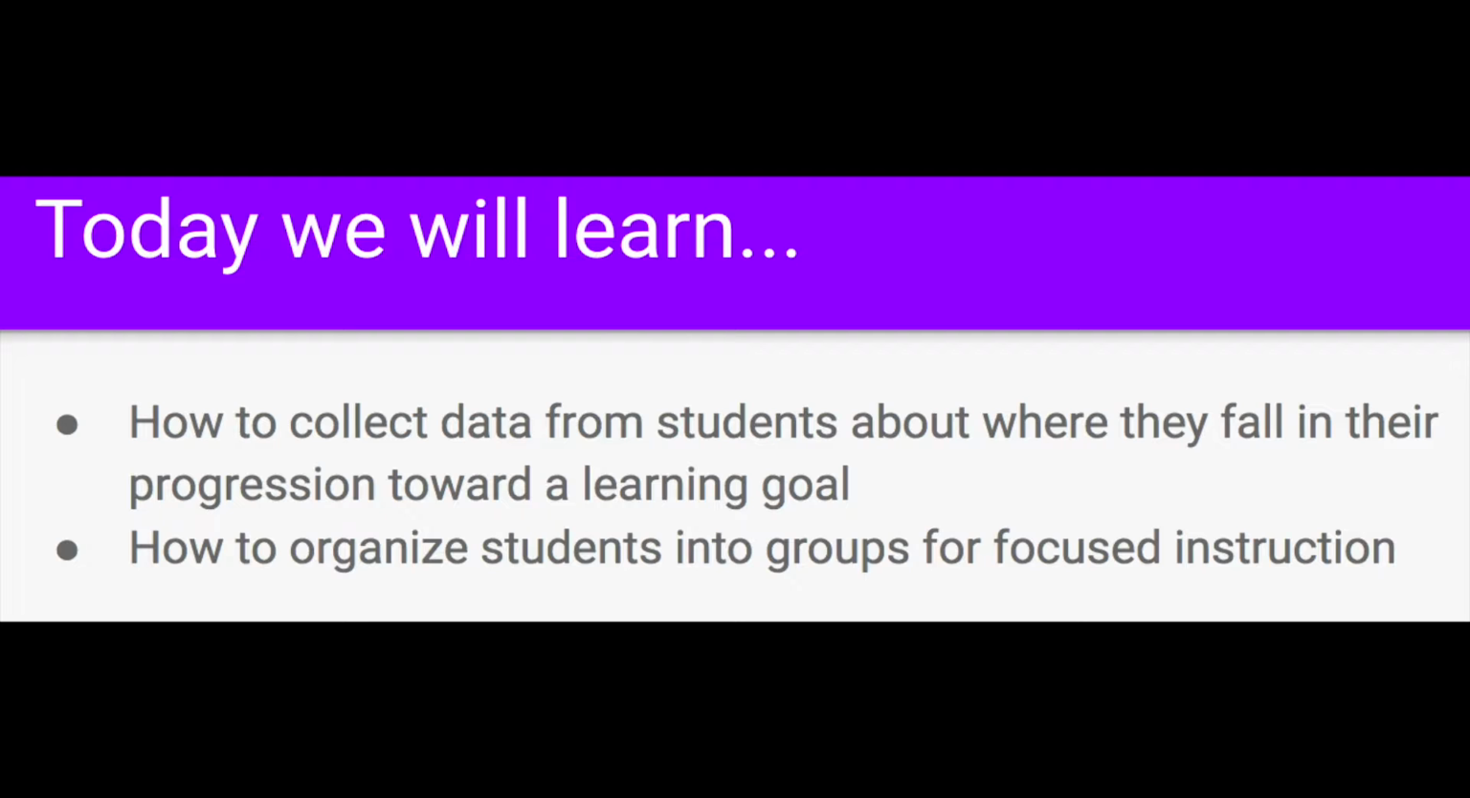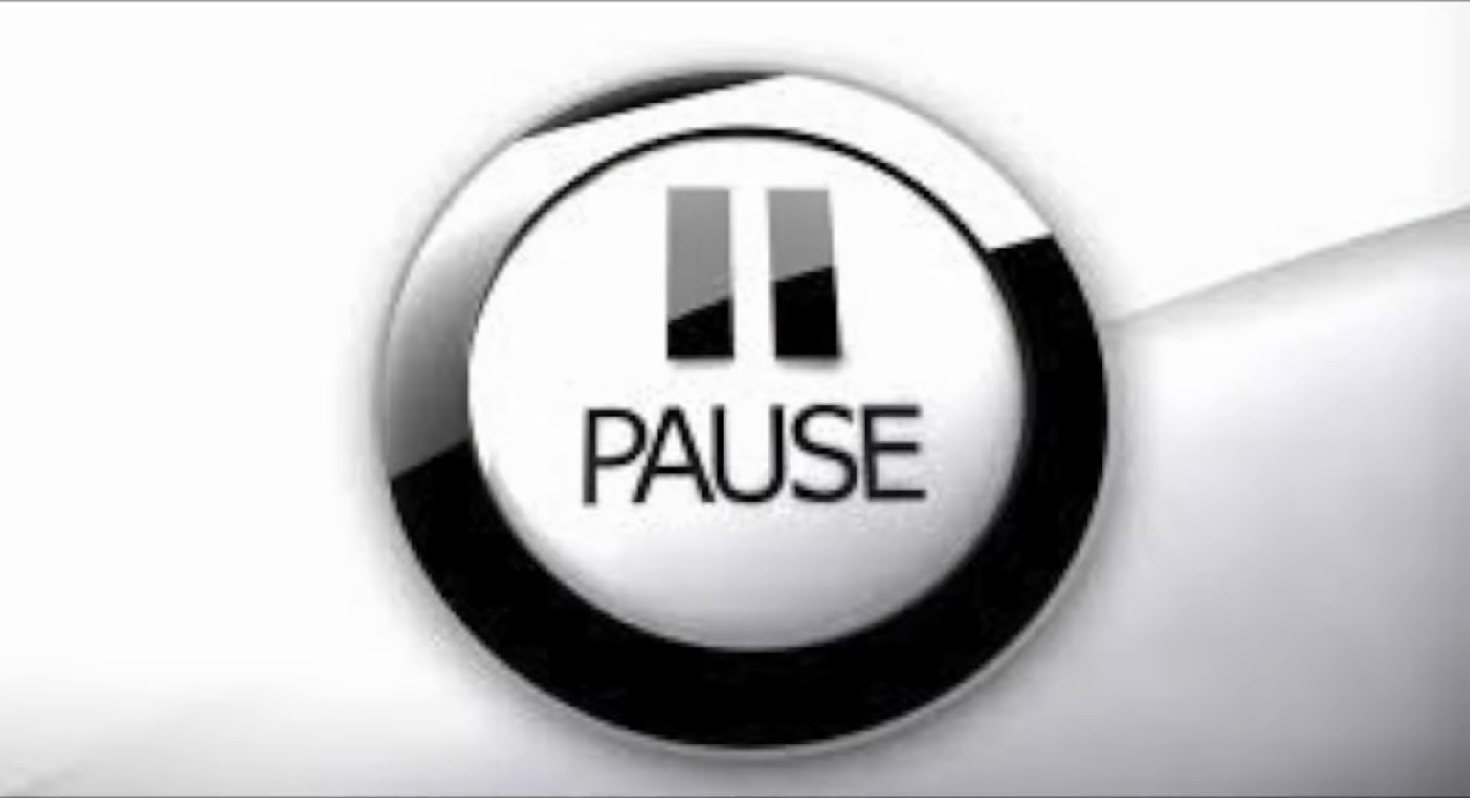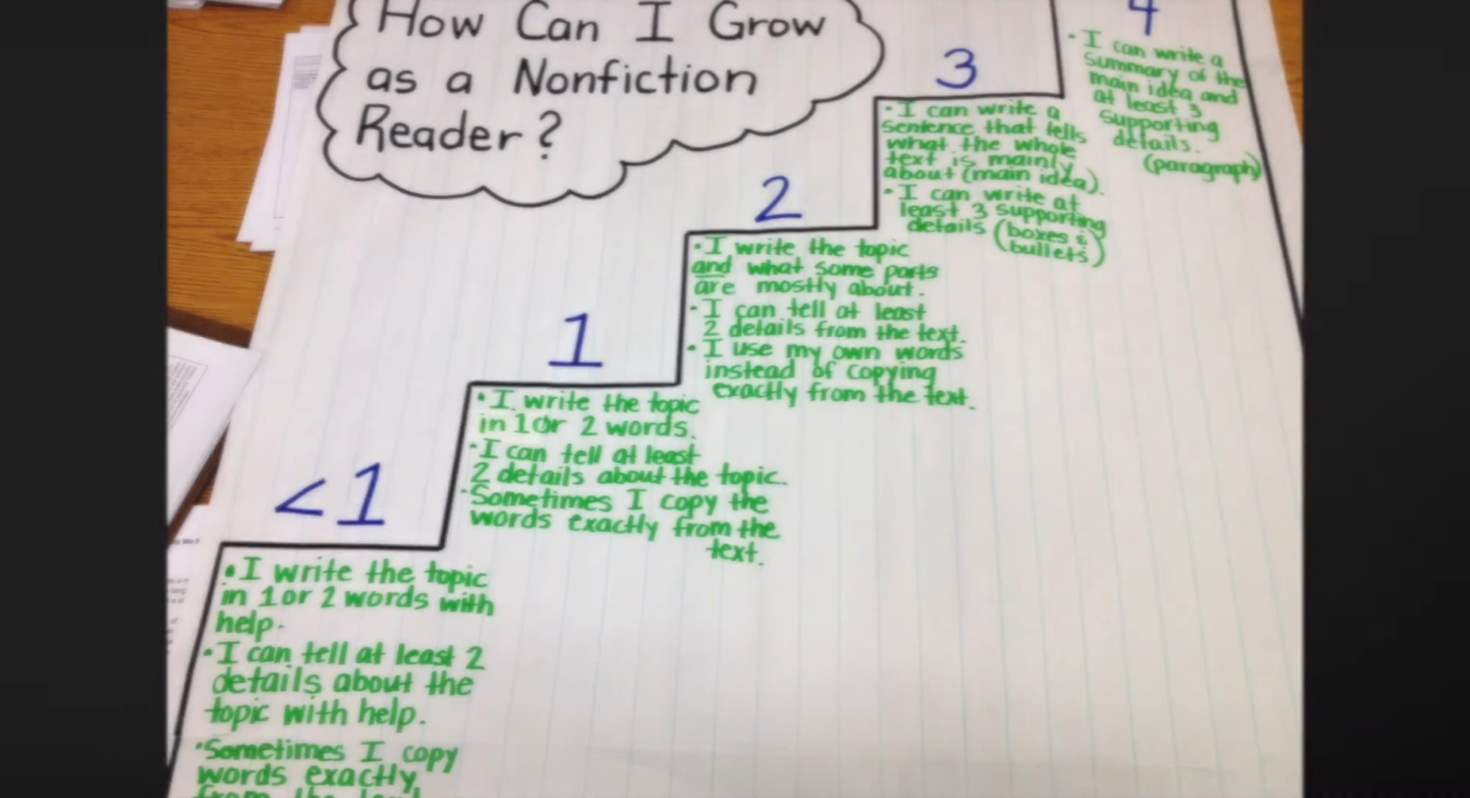In today's modules, we are going to accomplish two things: collect data from students about where they fall on the learning progression, as well as how teachers can organize students into groups for focused instruction. So let's begin. The first step is to create a learning progression. Since you learned how to do that in the previous module, take time to pause this video and locate it. If you haven't created one, please do so now.